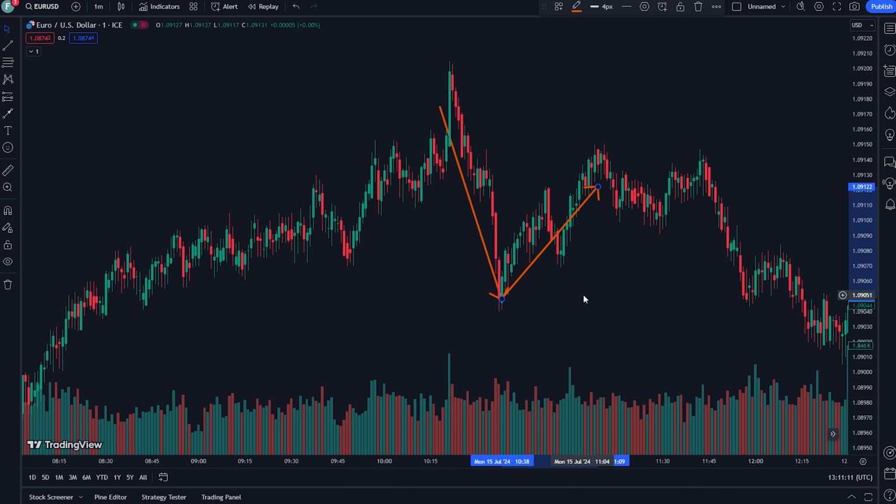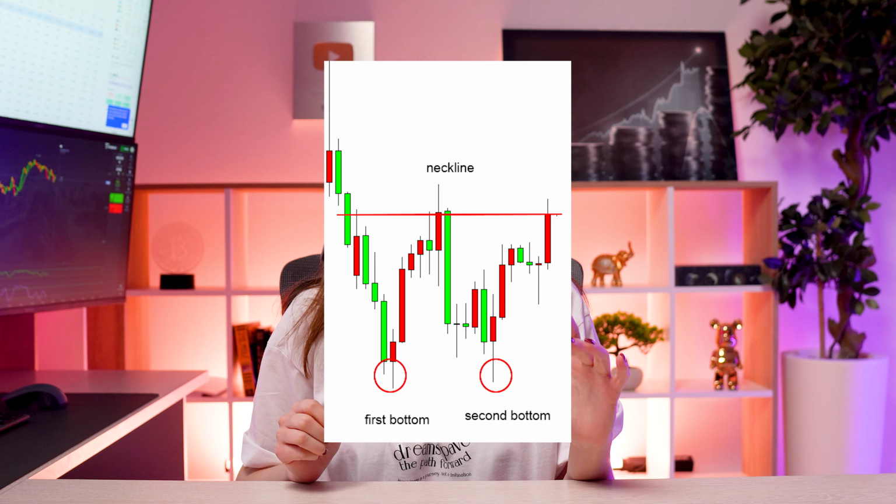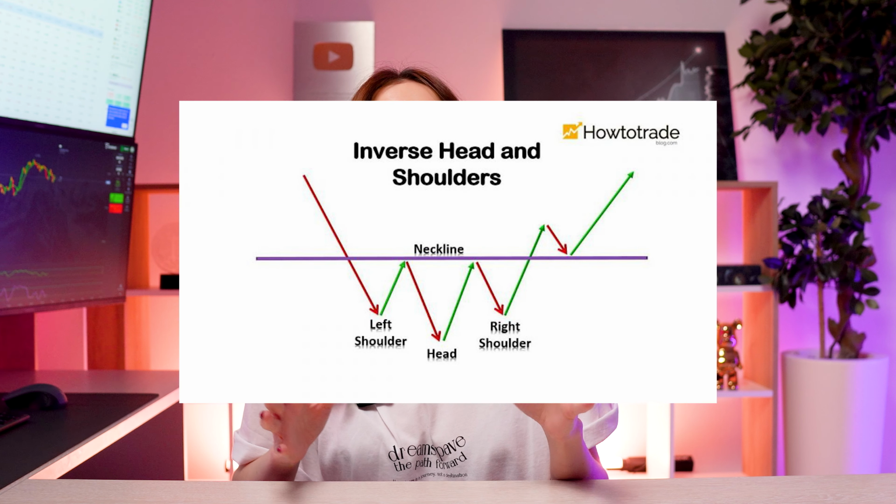Reversal patterns. It is when the price moves in the opposite direction of the current trend and forms a counter trend. Specific patterns could be identified on the chart, which could help traders predict reversals before they happen. Most notable reversal patterns are double tops and bottoms, triple tops and bottoms, head and shoulders, and cups.